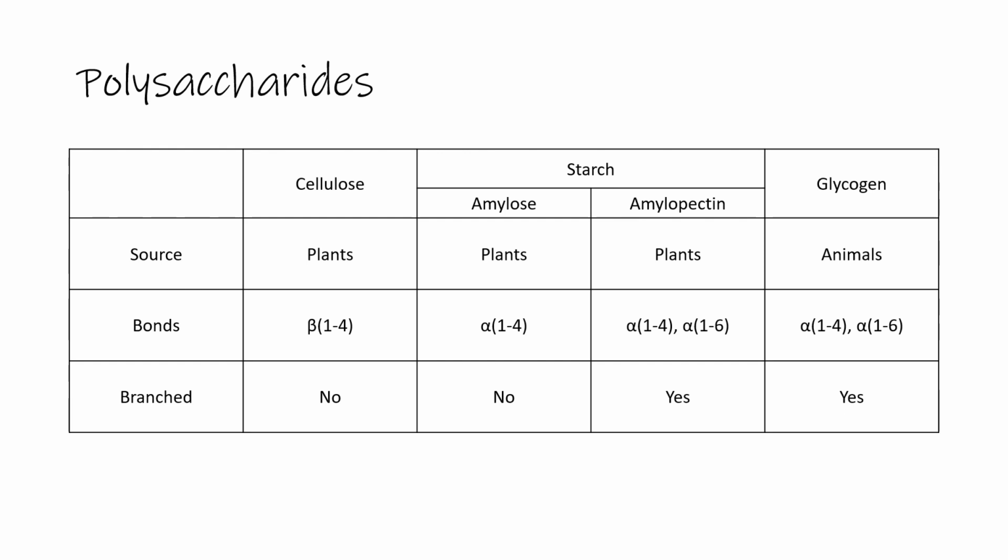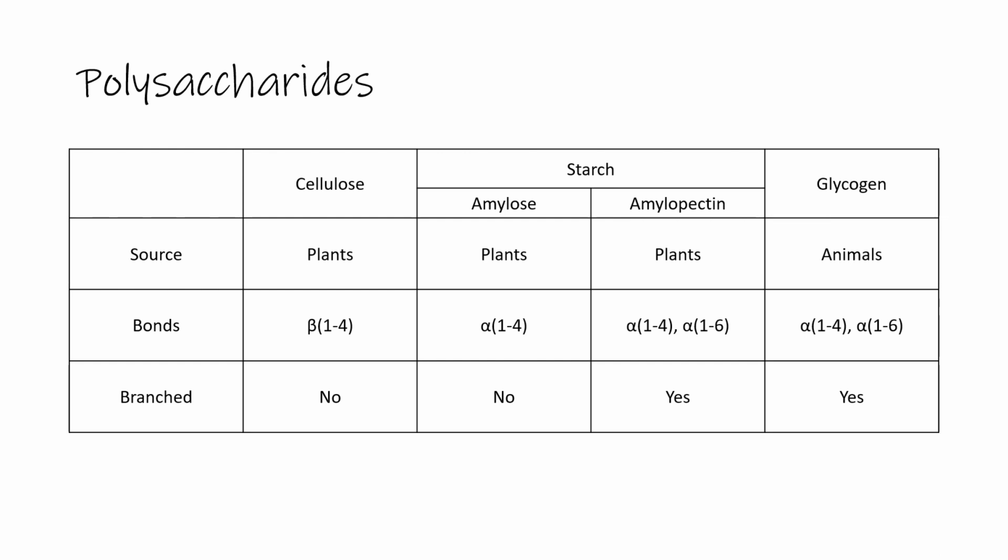For starch, again, we have 2 different types. We have amylose and amylopectin. Amylose will have an alpha-1,4, but amylopectin will have an alpha-1,4 and an alpha-1,6. That is because the alpha-1,6 is going to be the branching. So amylopectin will be branched. Anytime we see that alpha-1,6 along with the alpha-1,4, the alpha-1,6 will be the branches off of the alpha-1,4 chain.